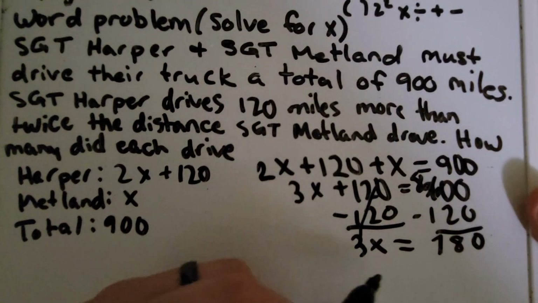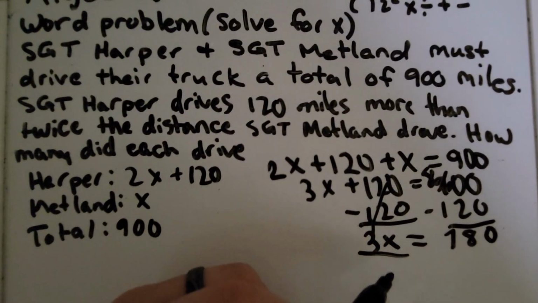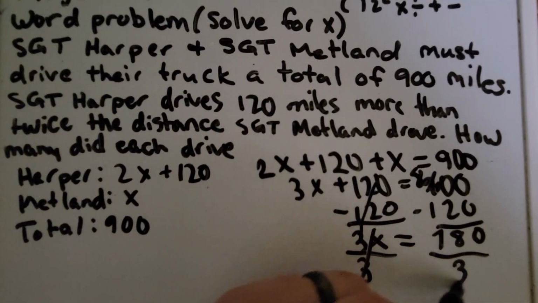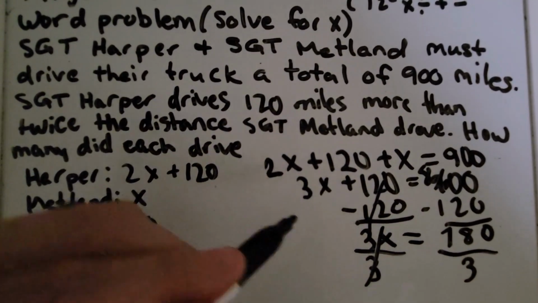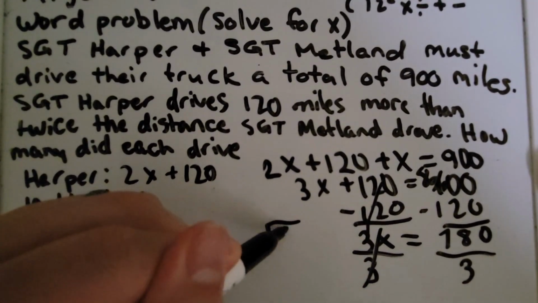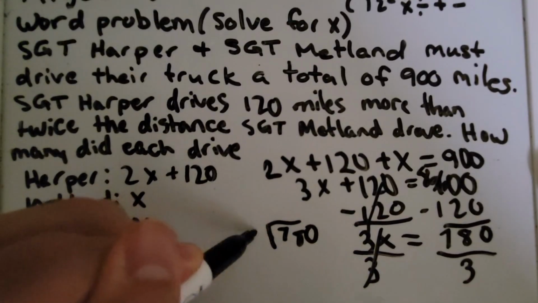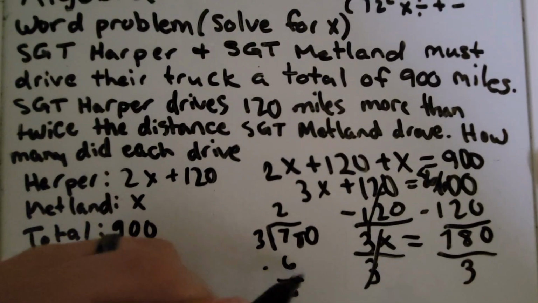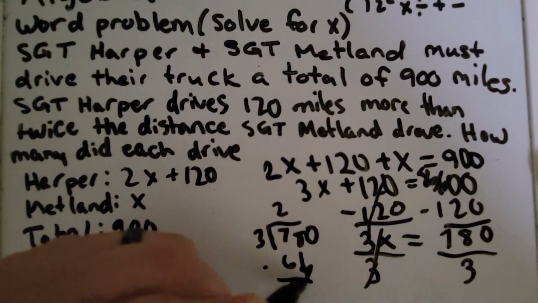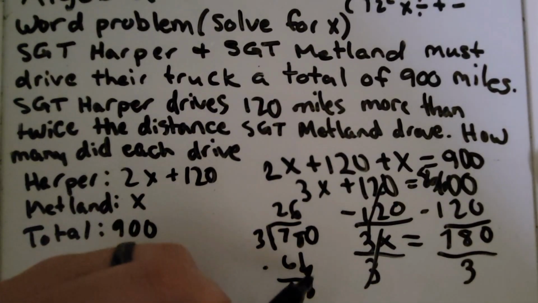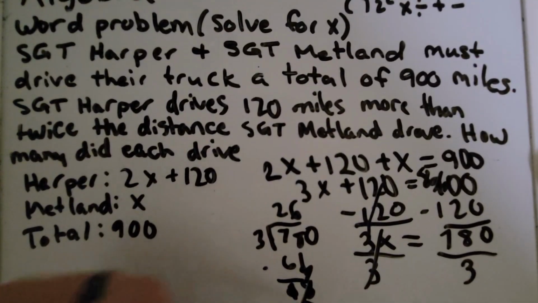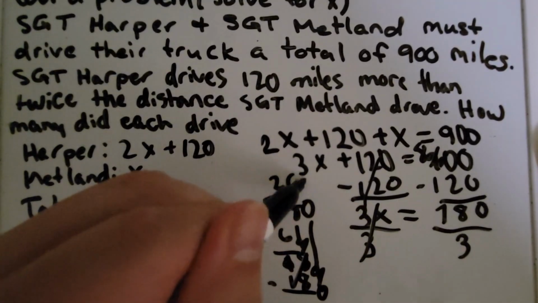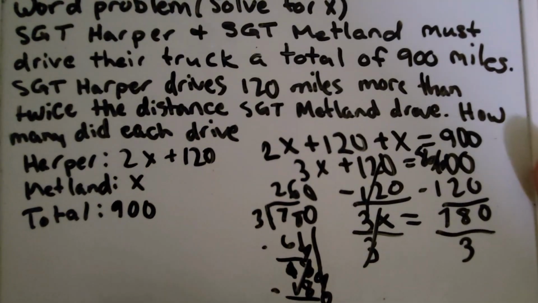Now that we know that, we're going to do the opposite of multiplication. That's going to be division. So 3 over 3 cancels out. 780 divided by 3, let's do it. It leaves us with 260, right?